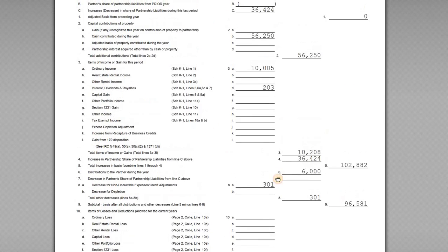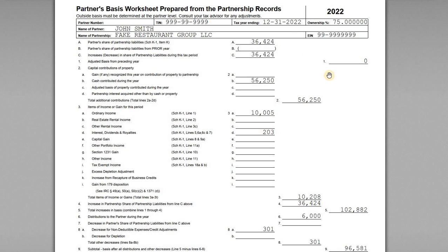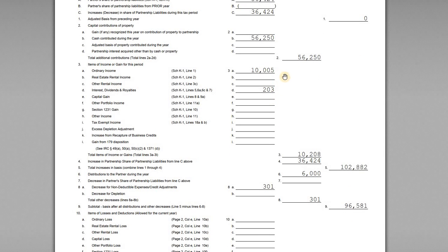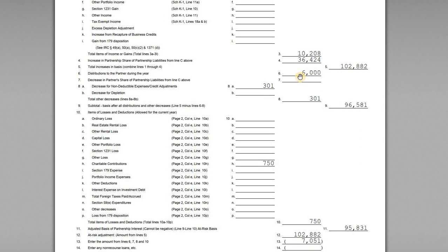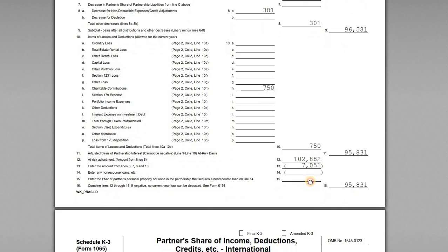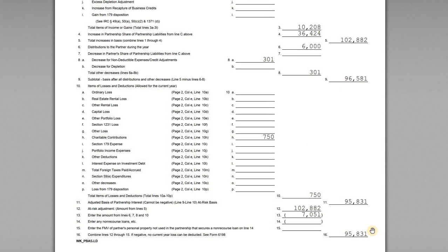Now, I won't go through the worksheet completely because there certainly are a lot of line items, but we can see here line 1, adjusted basis from preceding year, that's 0, right? Because again, his basis at the start of the year was 0 because the company was founded during 2022. So after John accounts for his cash contributions, his allocations of the income, right? So the ordinary income, interest income, reductions for the cash distributions to John, reductions for non-deductible expenses, reductions for charitable contributions. The ending basis is $95,831.